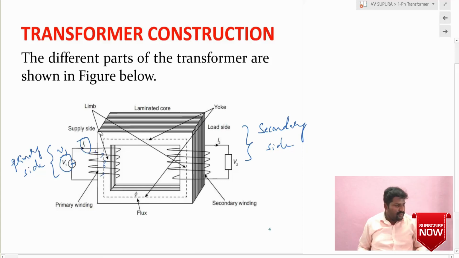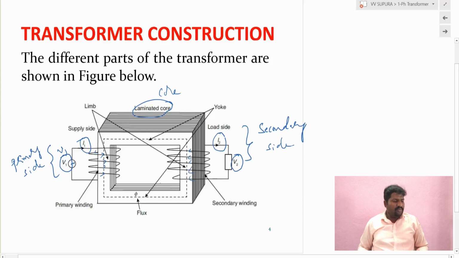So this is the magnetic core, a laminated core. Why we are using this laminated core, we will discuss when we discuss the losses. To reduce the iron losses, we are using this laminated core. And this is the secondary side winding, and this is the secondary side voltage V2 and the secondary side current, also known as the load current I2. The main parts are only the primary winding, secondary winding, and the magnetic core.